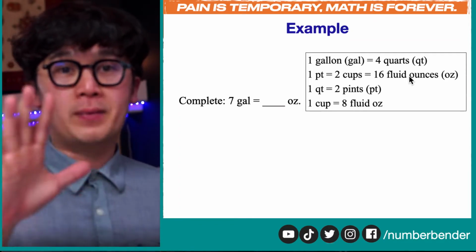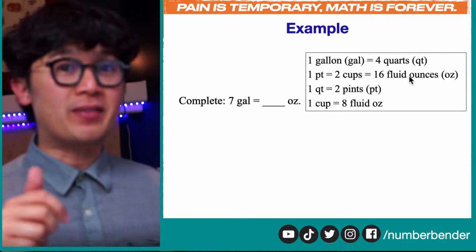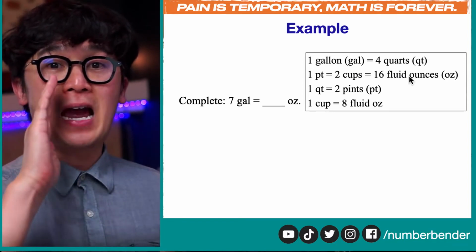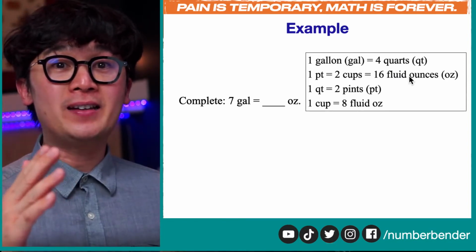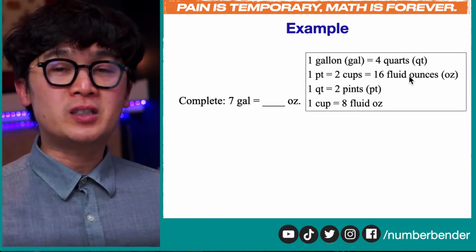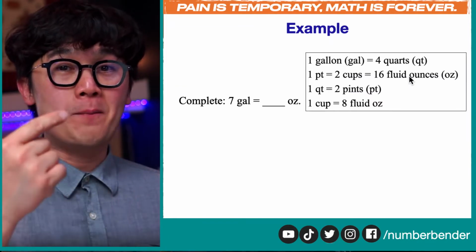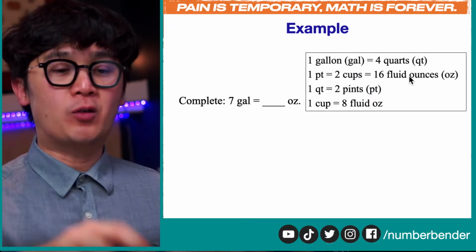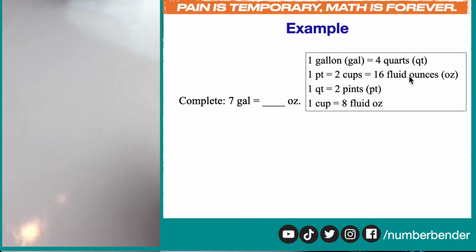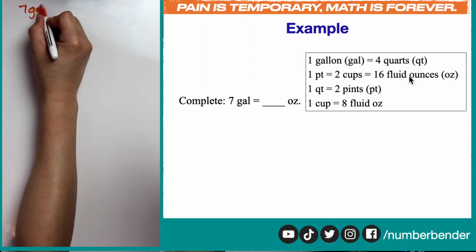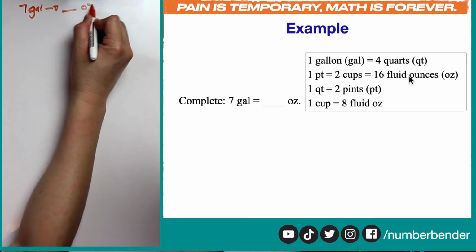So it's all about strategy, and that's what we're going to do. Our strategy is to first, one, change our gallons into quarts, and then perform another step, which is to change our quarts into ounces from the unit of measurements that we have in our cheat sheet. So let's start working on how we can convert 7 gallons into ounces.